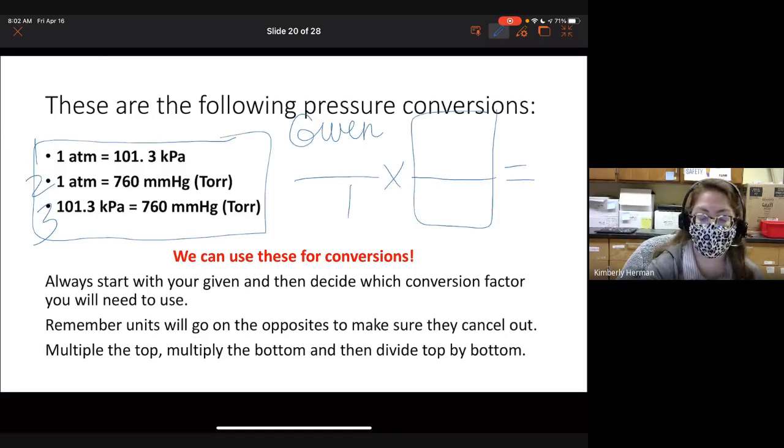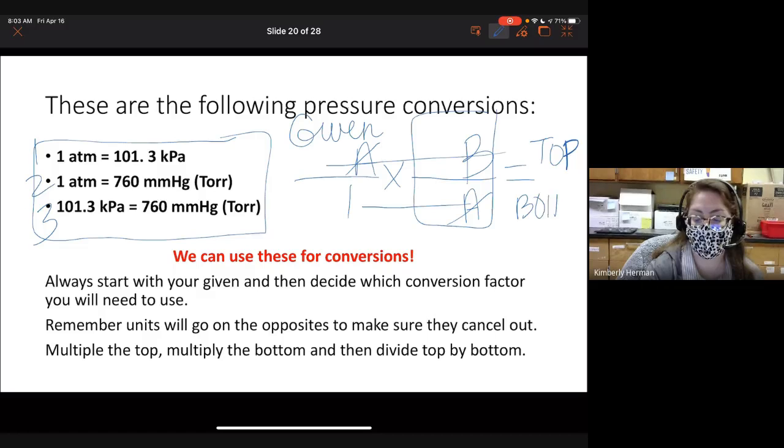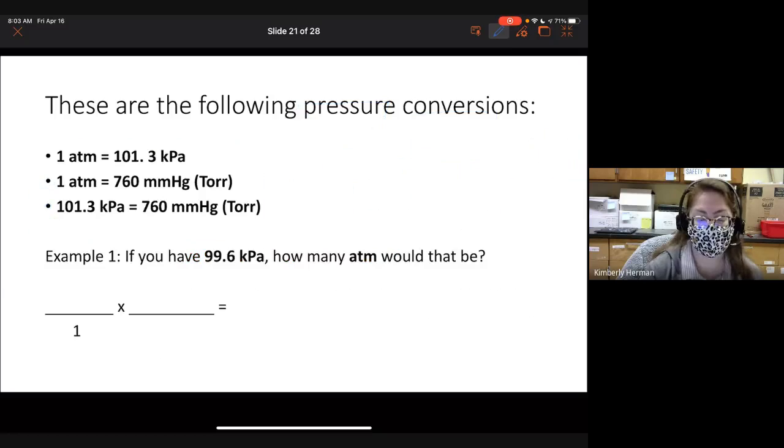Now remember, units have to go on the opposites to cancel out, leaving us with our unknown unit here. When you're ready to solve it, don't forget you're going to multiply and get a number on the top. You're going to multiply and get a number on the bottom. And then to find your final answer, you're going to divide top by bottom. Don't forget to round to your sig figs as per the given, and then put your unit at the end. So, are we ready to try one?